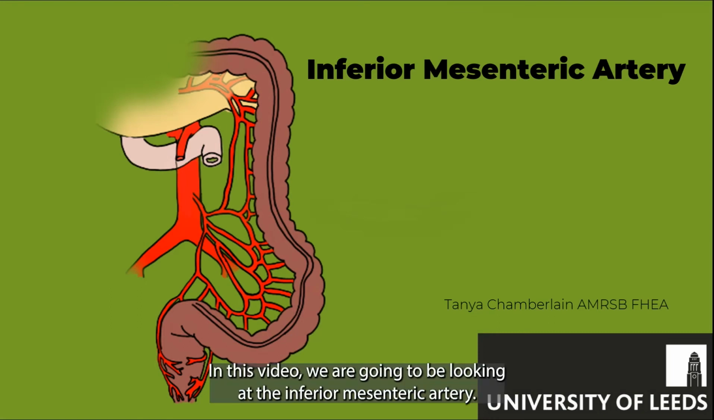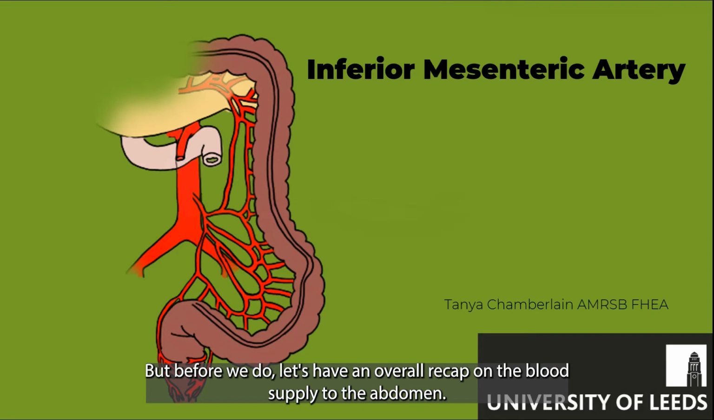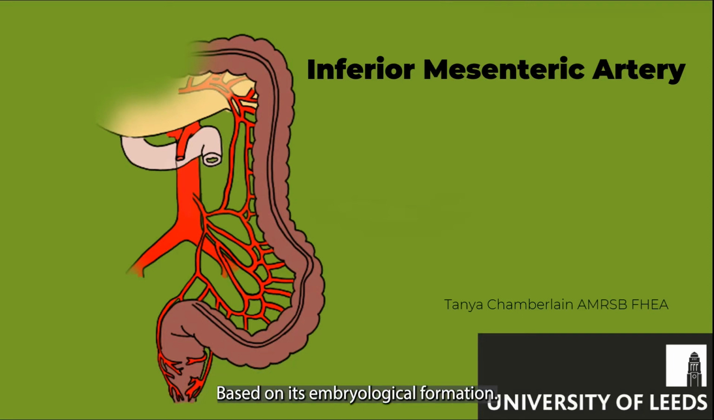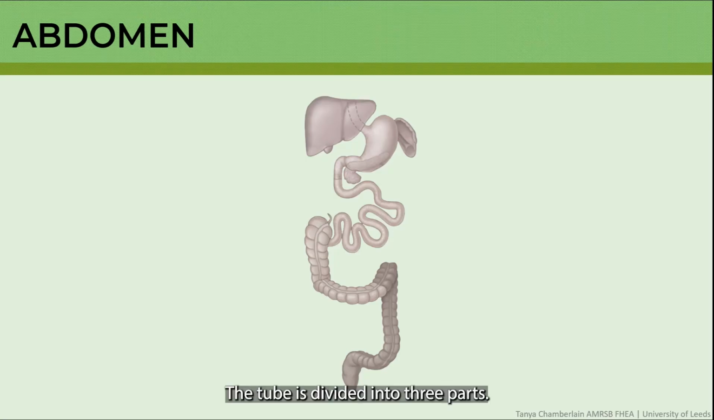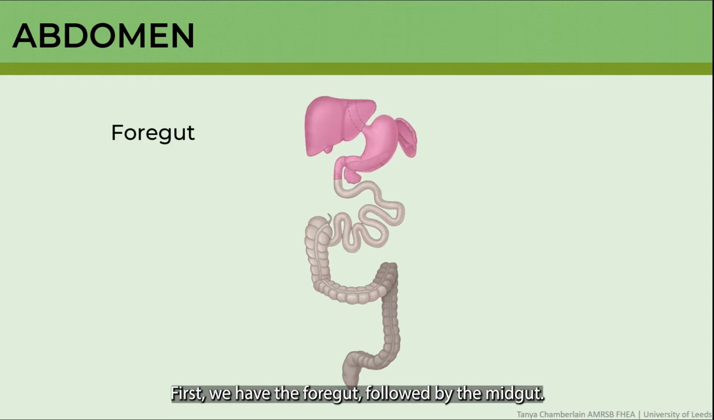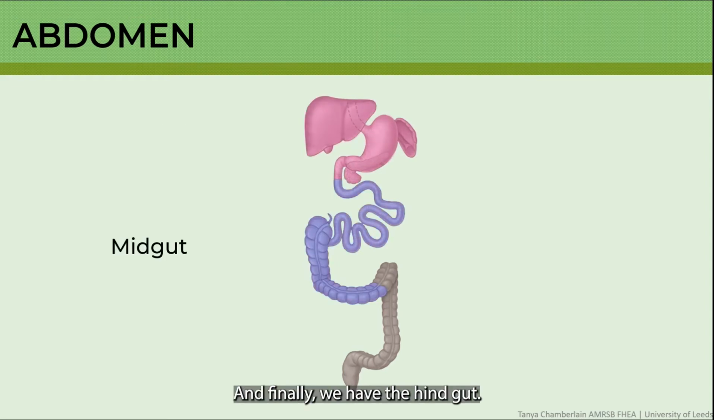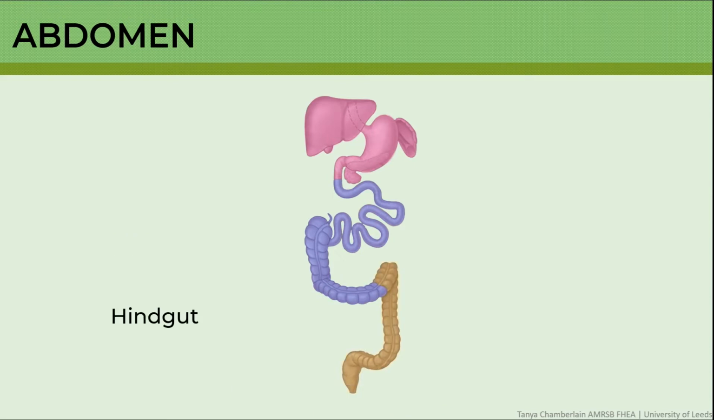In this video, we are going to be looking at the inferior mesenteric artery. But before we do, let's have an overall recap on the blood supply to the abdomen based on its embryological formation. The gut tube is divided into three parts. First we have the foregut, followed by the midgut, and finally we have the hindgut.